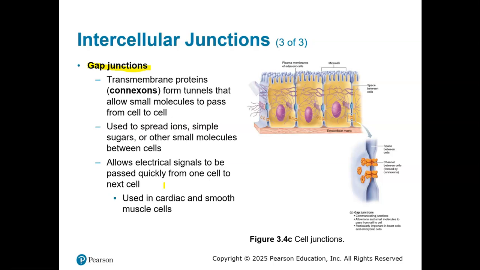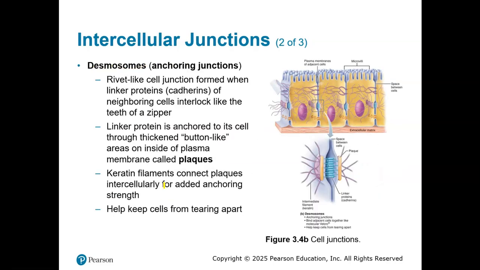It allows electrical signals, in the form of charged ions, to move through the cells very fast. They're electrical signals, and that allows those cells to contract or move together in a coordinated way. Then we have desmosomes, and desmosomes are like a very strong spot weld. They are very, very strong connections at one spot, and what they do is keep cells from tearing apart.